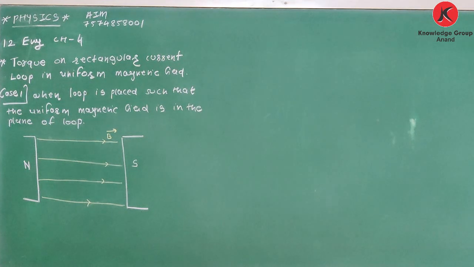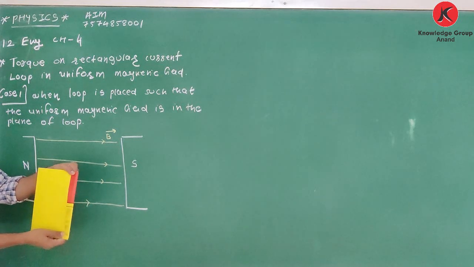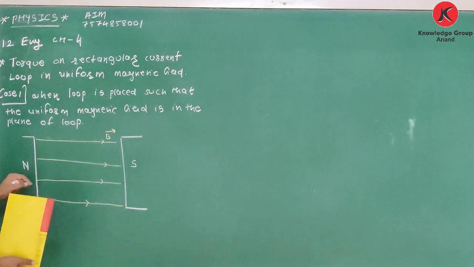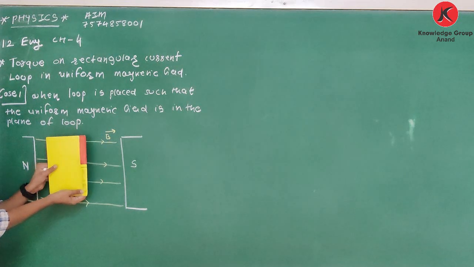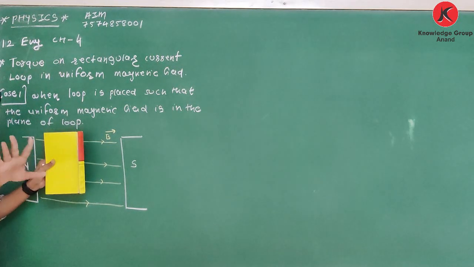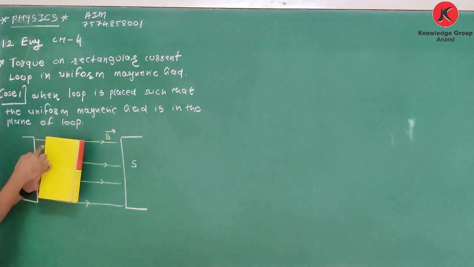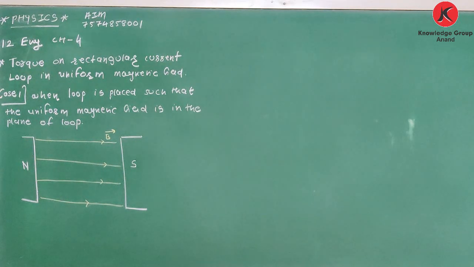what is the meaning of this? See, if it is a rectangular loop placed such that the uniform magnetic field is in the plane of the loop, like this, parallel to the magnetic field. The rectangular loop has four sides, 1, 2, 3 and 4, and they are like this. Now, how to draw this loop?